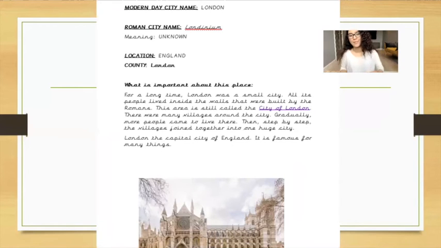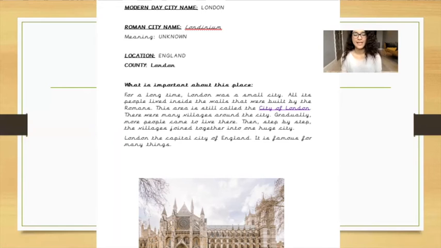Another modern day city name, London. The Roman city name is Londinium. Its meaning is unknown. The location is in England and the county is London. So a little bit, not a pattern, but just something you might have noticed is some cities have the same name as their county.